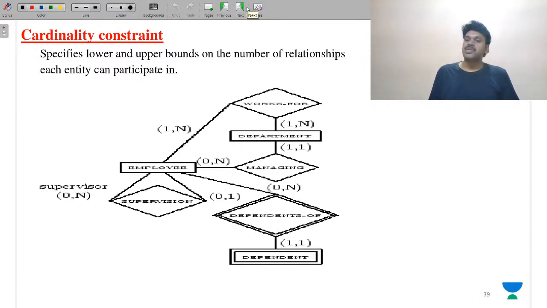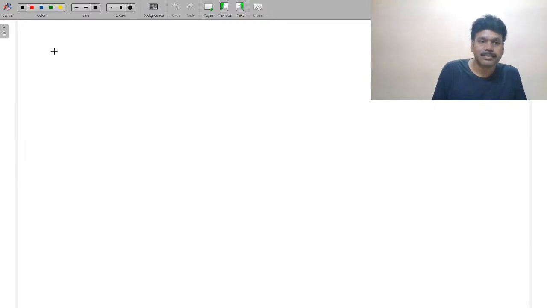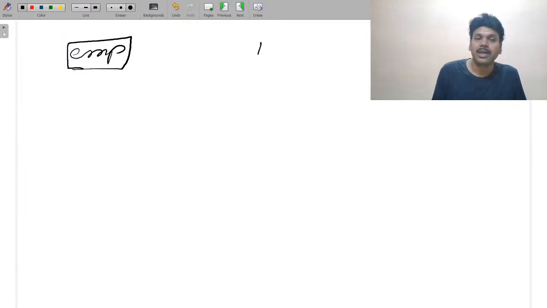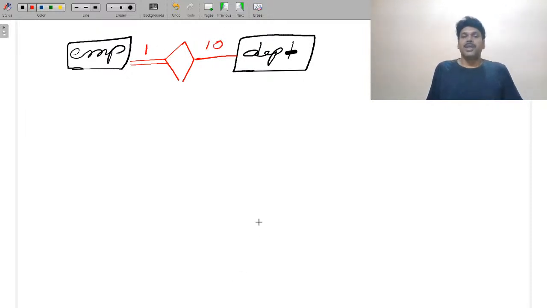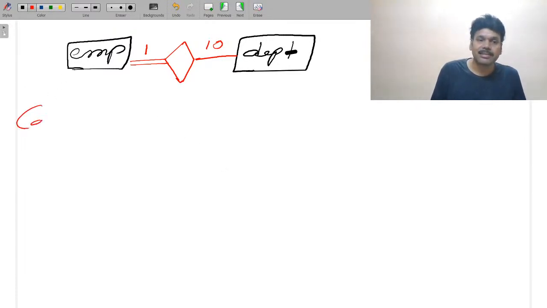And there is a cardinality constraint. What is a cardinality constraint? Now I'm telling you like this, friends. Don't worry by seeing the diagram. Employee instance and department instance. I'm directly giving you one diagram. Please observe carefully. So what is the meaning of this? This is called cardinality.